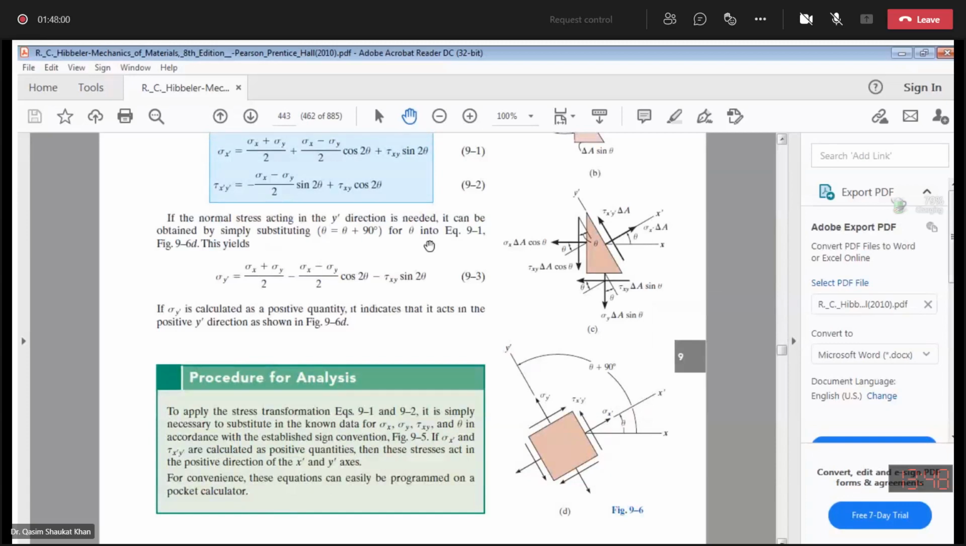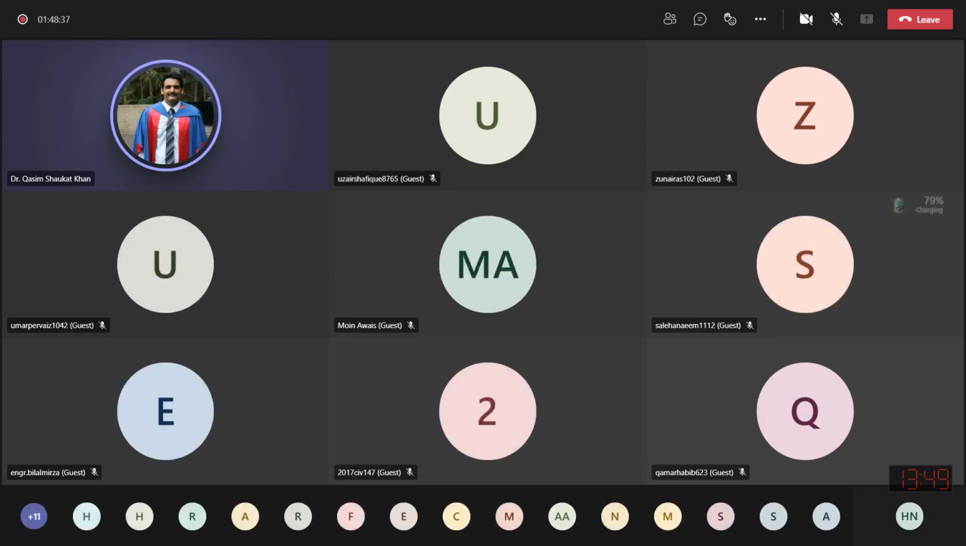these formulas. Sigma x dash is equal to sigma x plus sigma y over 2 plus sigma x minus sigma y over 2 cos 2 theta plus tau xy sin 2 theta. Tau x dash y dash is equal to minus sigma x minus sigma y over 2 sin 2 theta plus tau xy cos 2 theta. And sigma y dash is equal to sigma x plus sigma y over 2 minus sigma x minus sigma y over 2 cos 2 theta minus tau xy sin 2 theta. Okay, tomorrow we will do the numericals. If you have any question, please feel free to ask me now.